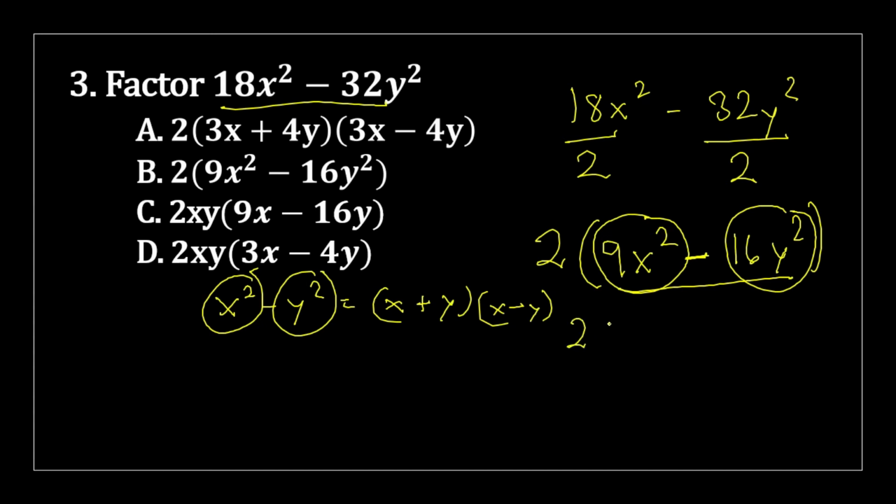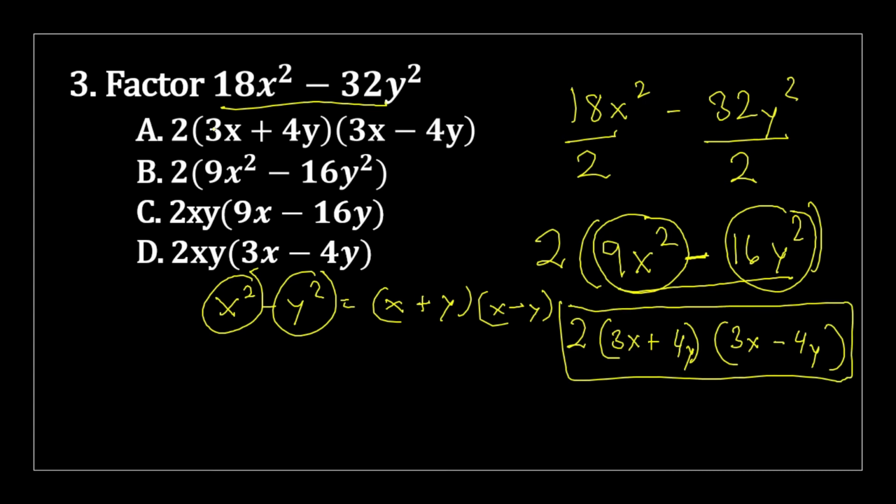So we have 2, then two sets of parentheses, one with a plus sign and the other with a minus sign. What is the square root of 9x squared? The square root of 9 is 3, and the square root of x squared is x, so we have 3x. Now what is the square root of 16y squared? The square root of 16 is 4, and the square root of y squared is y, so 4y. So we have this answer. Among the choices, letter A is our factor.